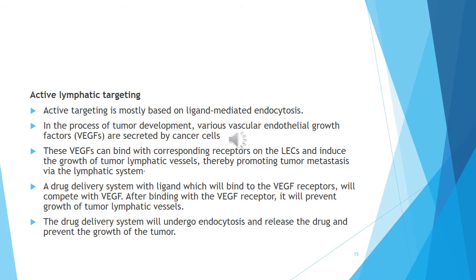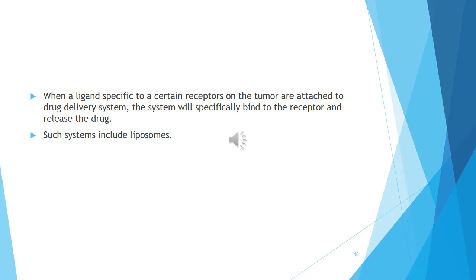A drug delivery system with a ligand which will bind to the VEGF receptors will compete with VEGF. After binding with the VEGF receptor, it will prevent the growth of tumor lymphatic vessels. The drug delivery system will undergo endocytosis and release the drug and prevent the growth of tumor. When a ligand specific to certain receptors on the tumor is attached to the drug delivery system, the system will specifically bind to the receptor and release the drug. Such systems include liposomes.